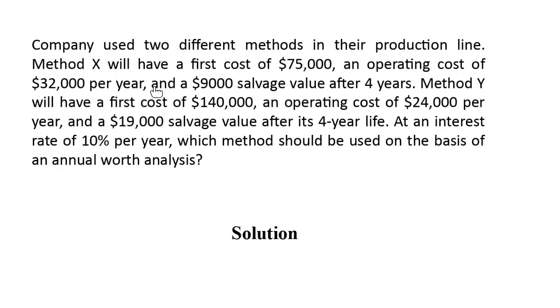A company used 2 different methods in their production line. Method X will have a first cost of 75,000, operating cost 32K, and a salvage of 9,000. Method Y will have a first cost of 140K, operating cost 24K, and salvage 19,000. With the interest rate 10%, which method should be selected?